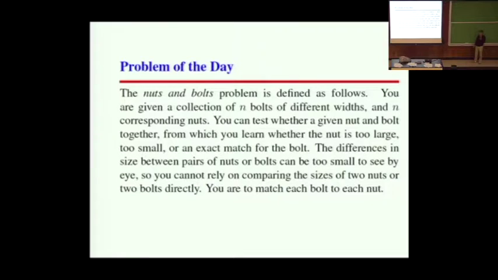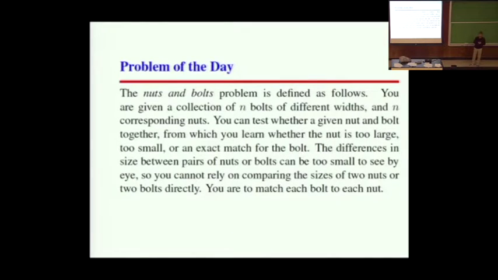We're assuming that we've got a world where we have n bolts, each of which has a different width, and n nuts, each of which has a different hole width. Our goal is to pair the nut with the corresponding bolt. You can imagine you've got a pile of nuts and a pile of bolts. For every nut, there is a bolt that fits it.